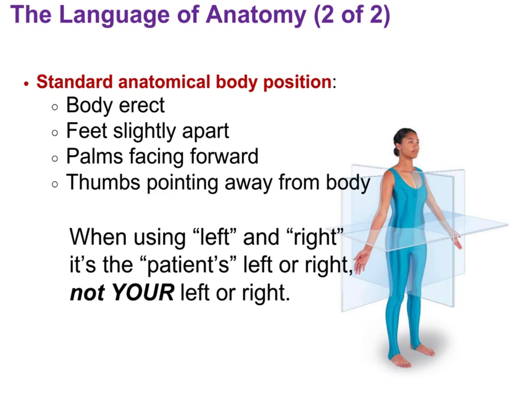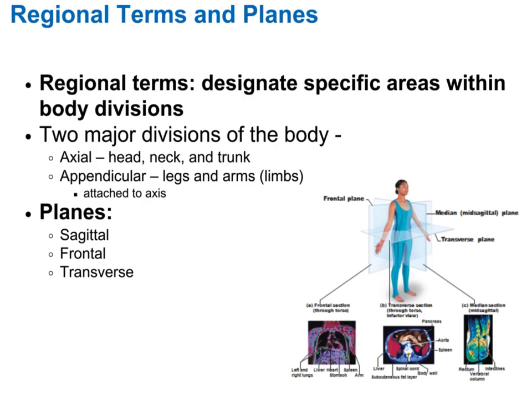You also want to keep in mind with a patient, you want to use their left and their right, not your left or right. So use the patient's left or right, which is opposite your left and right. When we use regional terms, we use them to designate specific areas within body divisions. There are two major divisions of the body: the axial, which includes the head, neck, and trunk, and the appendicular, which includes the limbs, the legs, and the arms. And the appendicular part of the body is attached to the axial part of the body.